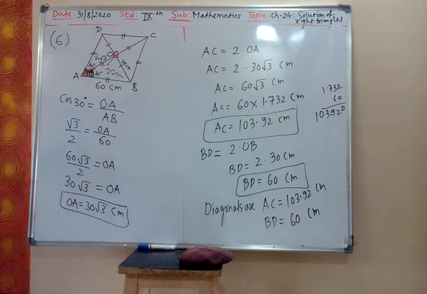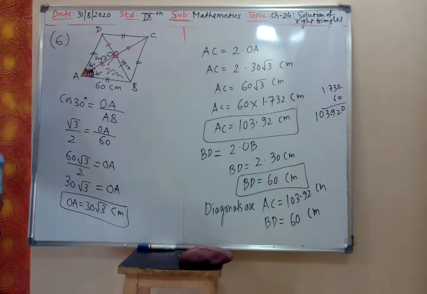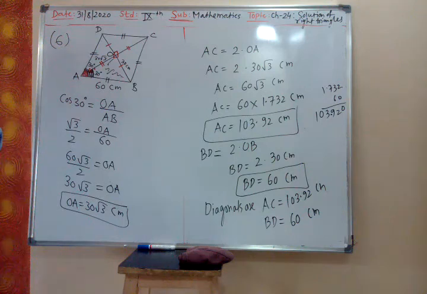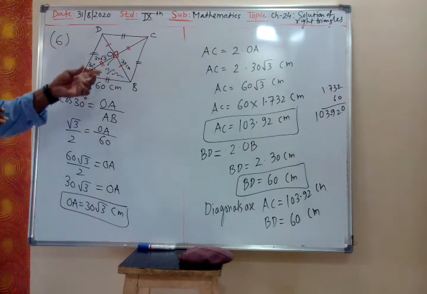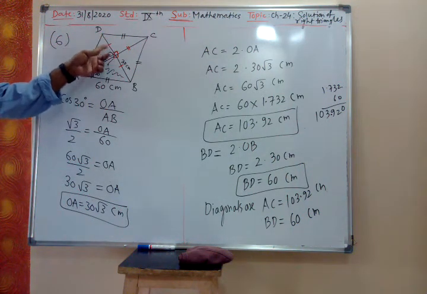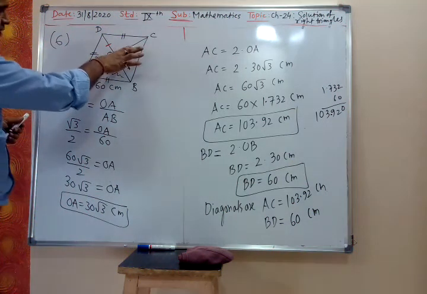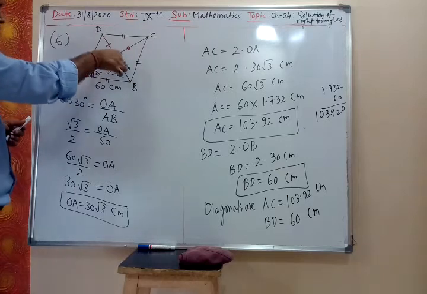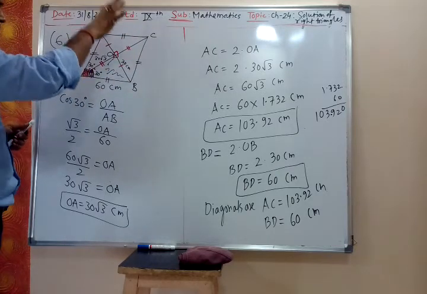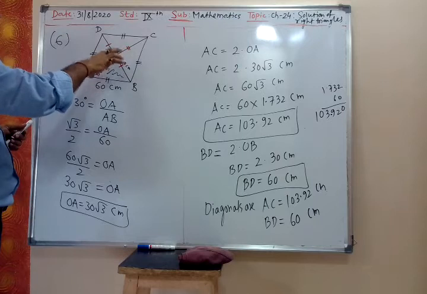Now, once again I am explaining. We are given a rhombus. Now see the properties of a rhombus. The diagonals of a rhombus are perpendicular bisectors of each other. That means this diagonal bisects this, so this length is the same as this length. And they are perpendicular to each other.